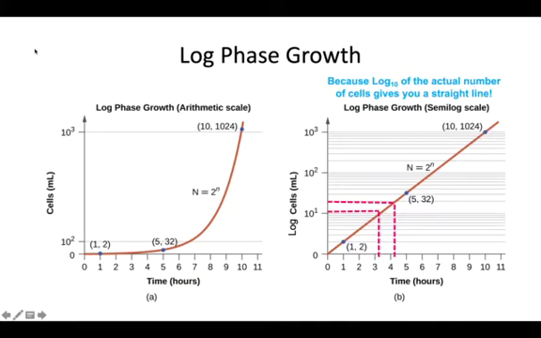Now let's say we've got bacteria that are multiplying at a regular time. You're going to be increasing that number exponentially. And during this time, when they're multiplying at their best, that is known as the log phase of growth. Now, there are two graphs here, and they're both kind of saying the same thing.